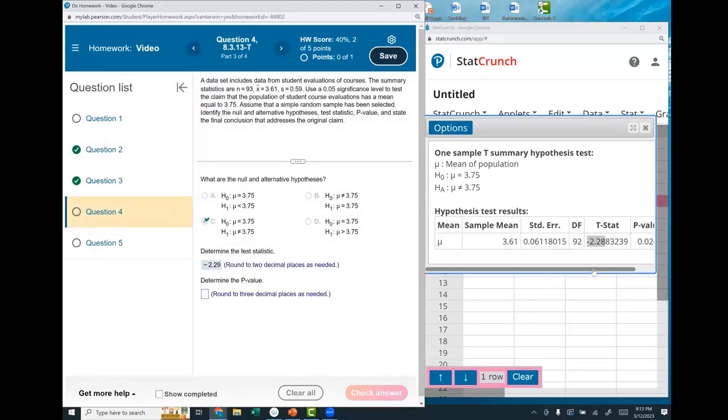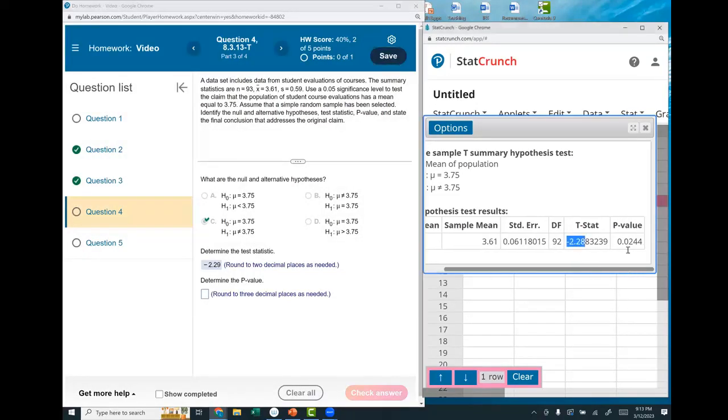Determine the p-value. There's the p-value to 3 decimal places. 1, 2, 3. The number after that is a 4, so I do not round up.